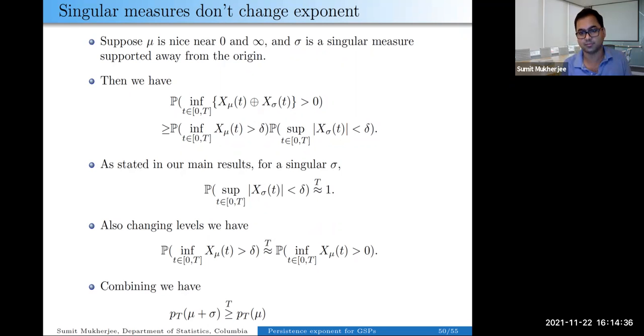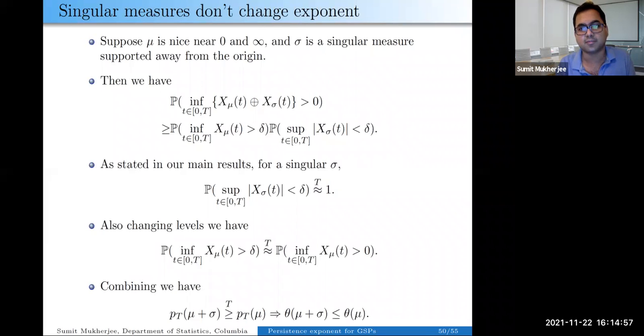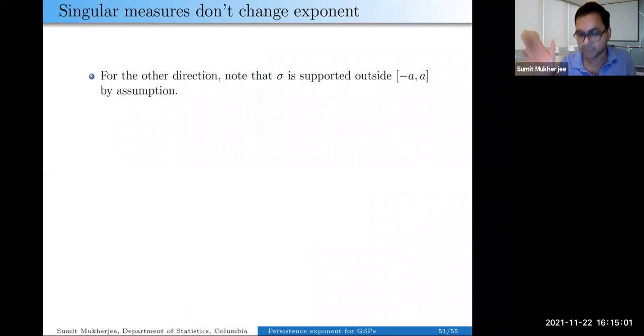Right, so in this direction you use singularity, but you don't use niceness near 0. For the other, sorry, the exponents become reversed because of the negative sign. In the other direction, suppose sigma is supported outside minus a, a. Well, not exactly. Oh, actually, this is what we assume. So we can do this even if sigma prime 0 is 0.